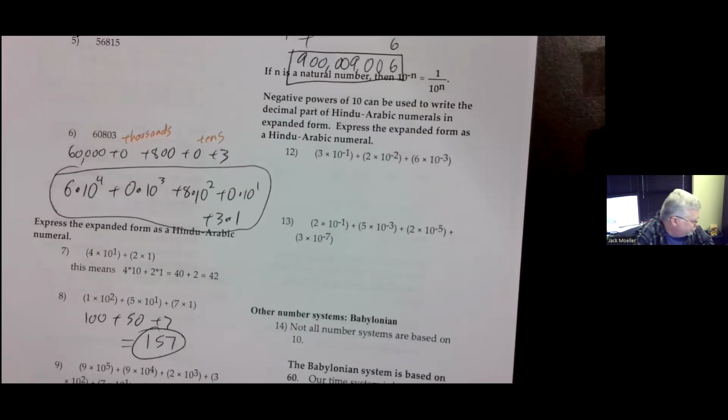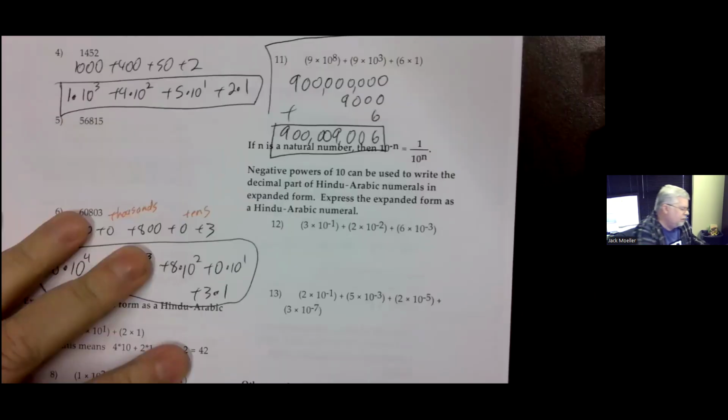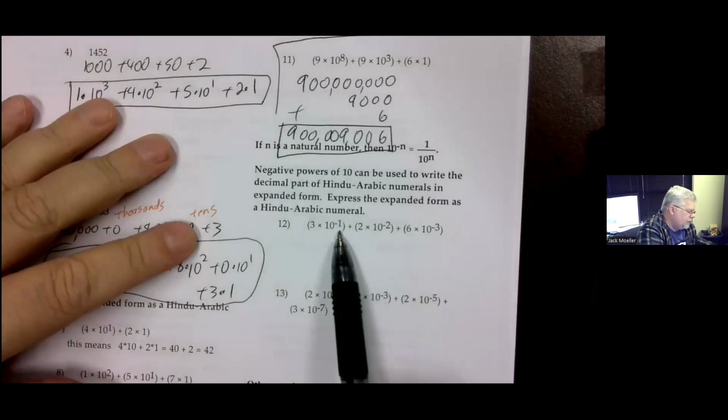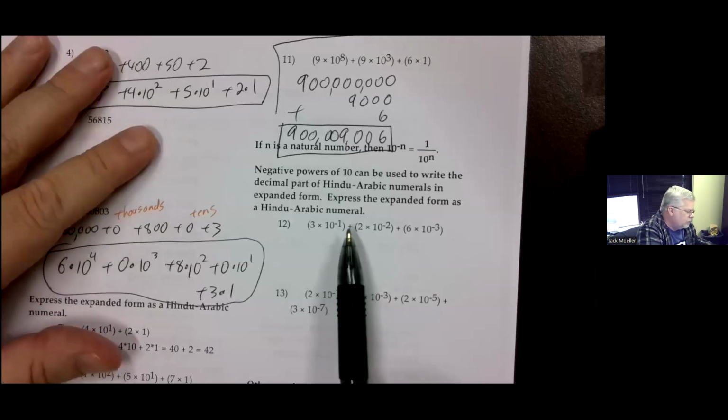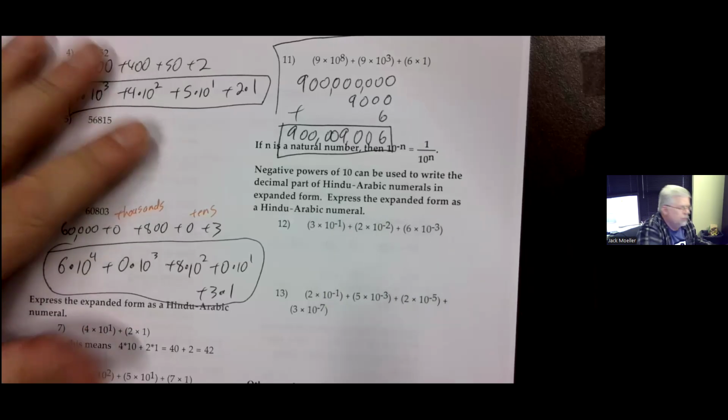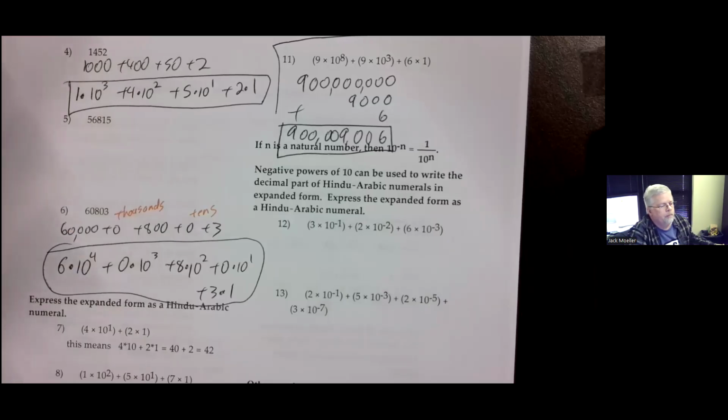All right. So how about the next one? If n is a natural number, then 10 to the negative n is 1 over 10 to the n. We've talked about how to deal with negative exponents a little bit in test 2. This is why I said scientific notation is handy. When you see those negative exponents, we know we're dealing with decimal numbers.